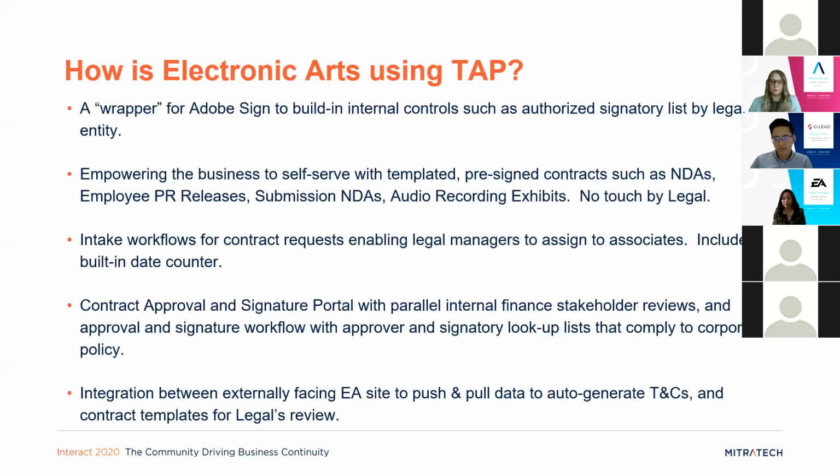And then for the internal business process part, that business user can actually submit a request for a contract template. Legal reviews the template, approves it once, and then that integration kicks off, and they can then use that template and send it off to hundreds of signers at a time. So TAP can be very powerful.